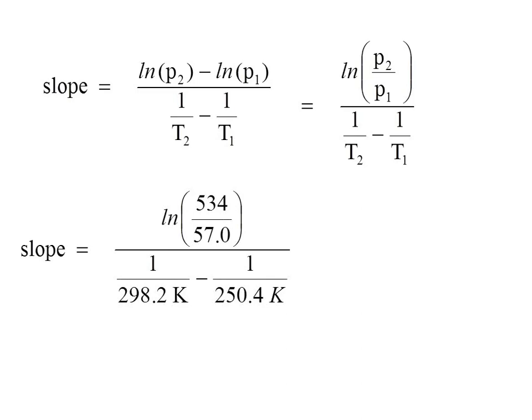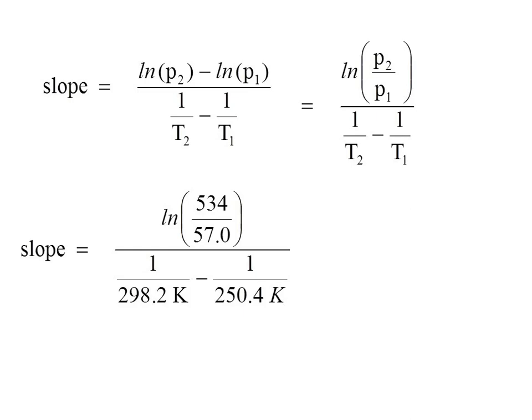That's why we went ahead and got the temperature in units of Kelvin. So it's the natural log of 534 over 57.0 divided by 1 over 298.2 Kelvin minus 1 over 250.4 Kelvin.